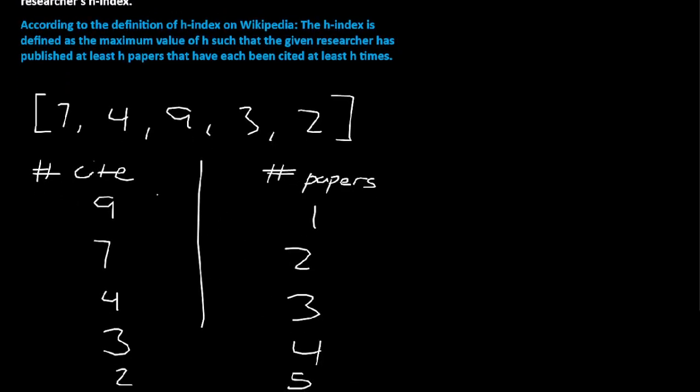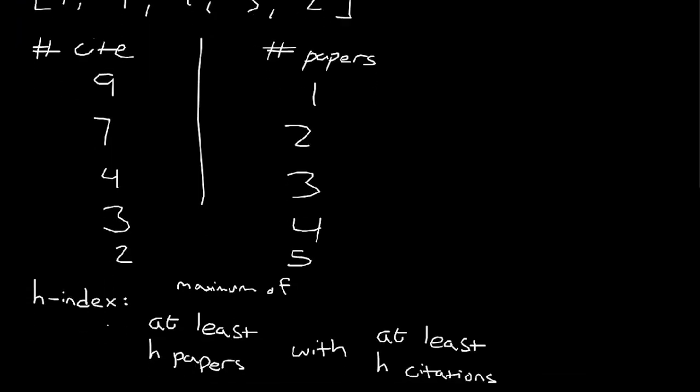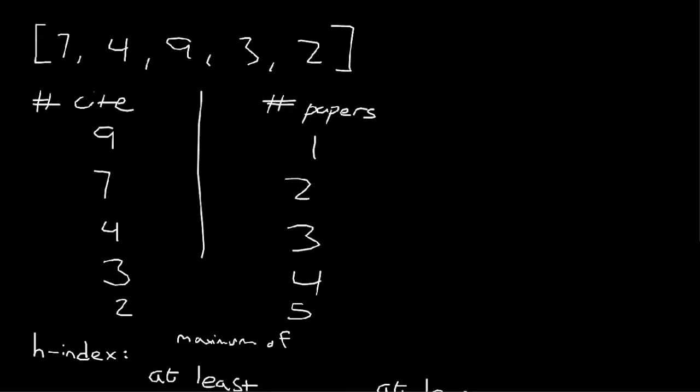So we're looking for the maximum value of citations that has an equal or greater number of papers with that citation count. Here we have 4 citations, but only 3 papers. That is not going to satisfy this statement. But down here, we have 3 citations with 4 papers, so that is going to satisfy the statement in this case.